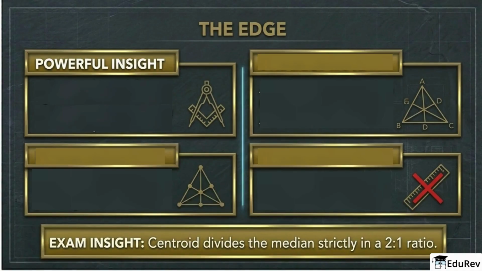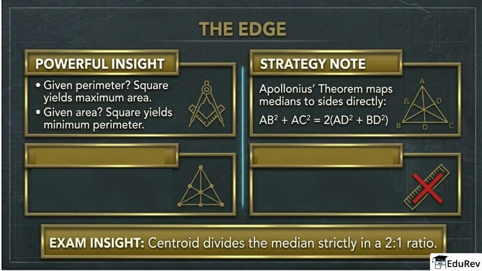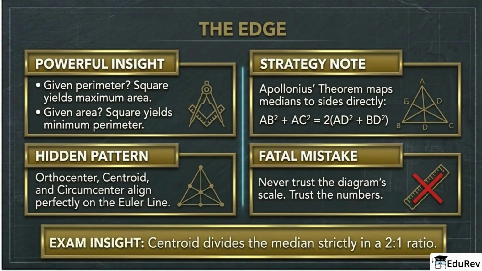This slide highlights some of geometry's strongest insights. If the perimeter is fixed, a square gives the maximum area. If the area is fixed, a square gives the minimum perimeter. Apollonius's theorem is a useful structural tool for medians in triangles. And the alignment of orthocenter, centroid, and circumcenter on the Euler line is another elegant pattern worth knowing. One warning matters a lot here. Never trust the diagram scale when the numbers disagree. In CAT, numbers are the truth.